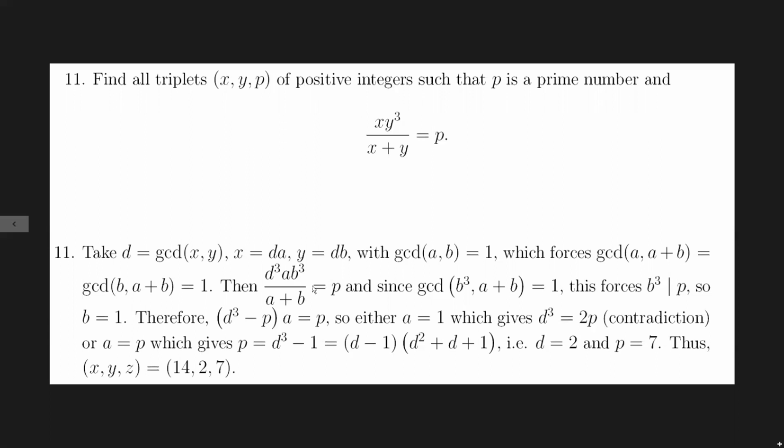So I could write this outside in brackets, and this equation would still be valid, and then the D cubed A over A plus B has to be an integer. But the point I'm trying to make here is that the prime number P is equal to the product of those, and we have an integer times B cubed, so B cubed is a divisor of P. But P is prime. So B cubed could only be 1. It's positive, so it can't be minus 1. So that forces B to be 1.